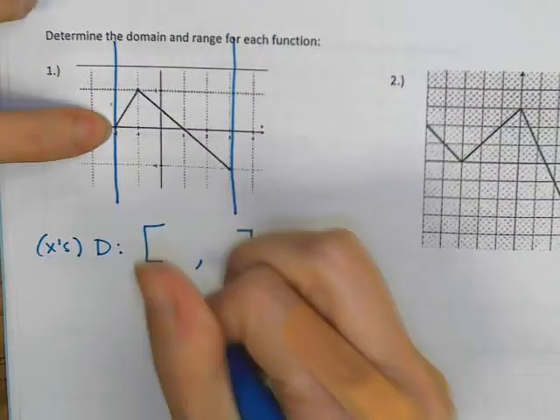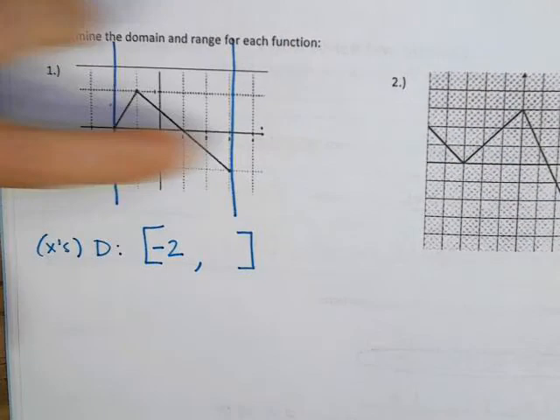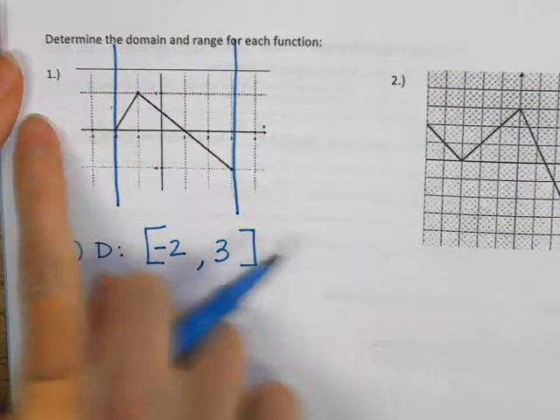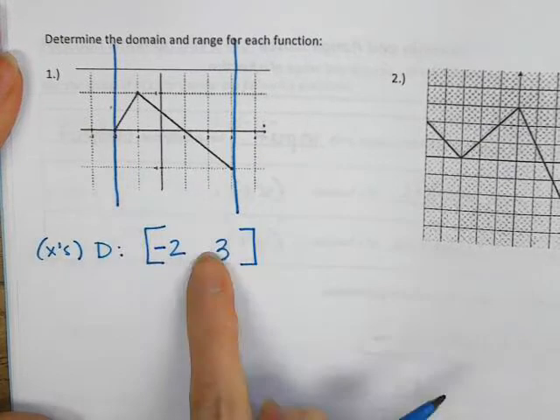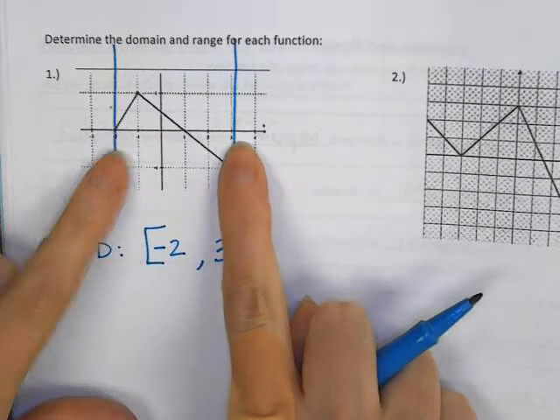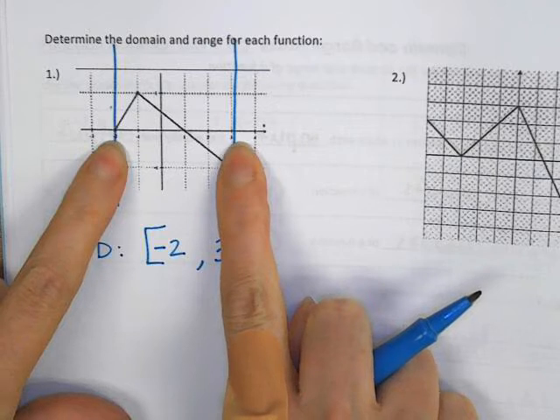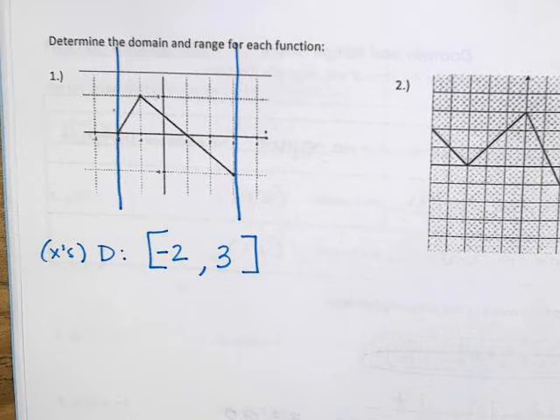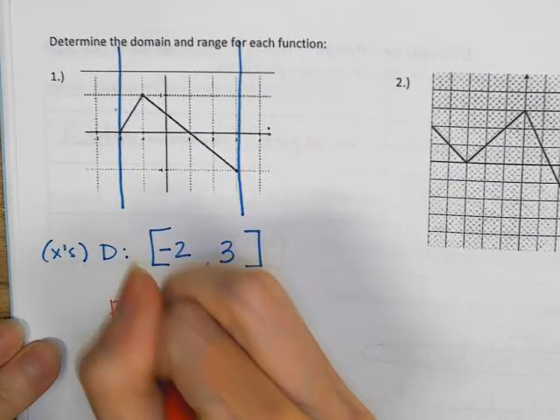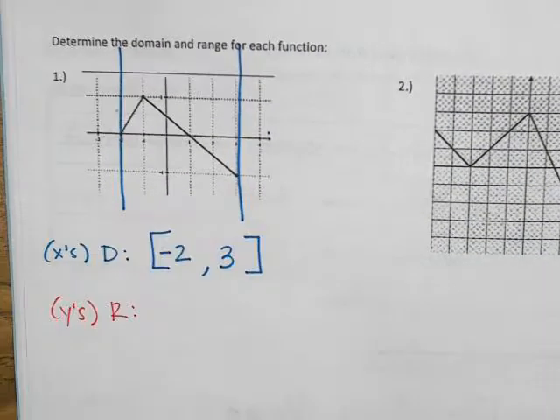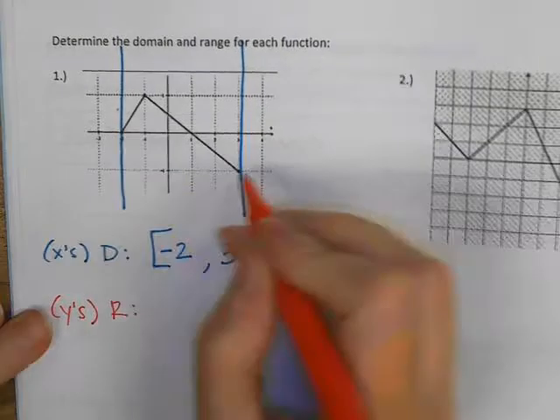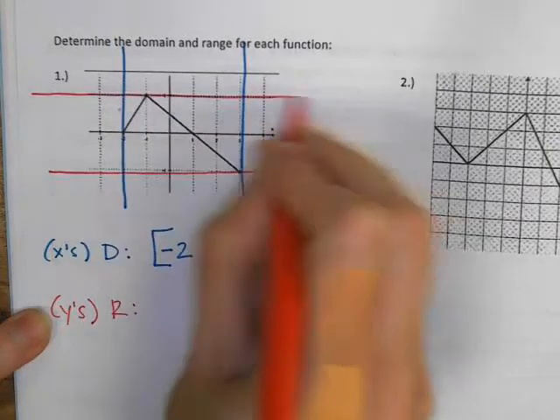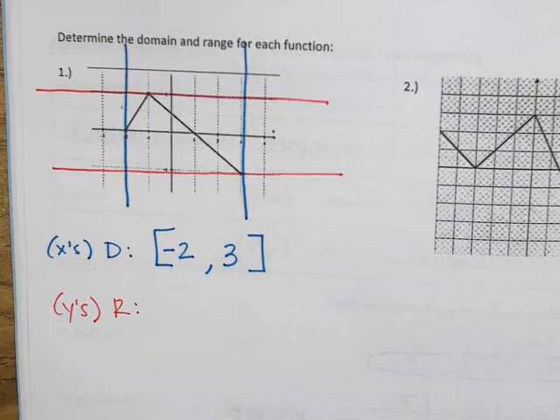This number is -2, and this number here is 3. So that means in the x direction, the graph covers all the numbers between -2 and 3. You just look at your two x values where the graph cuts off. That's the domain. Now for the range, we're looking at the y's. So find where the graph cuts off at the bottom and the top. And those are going to be your y's for the range.